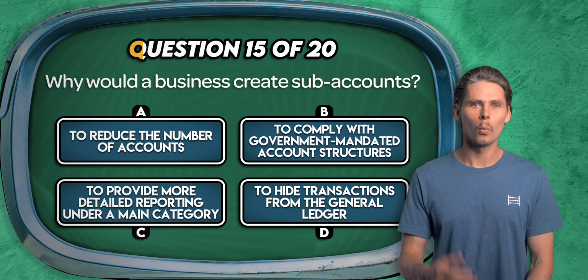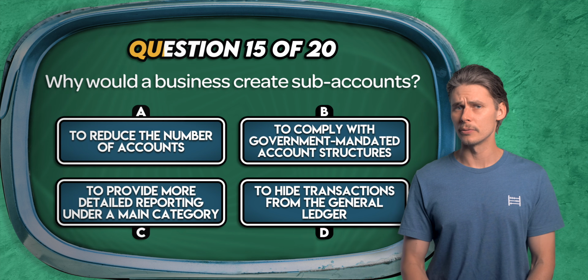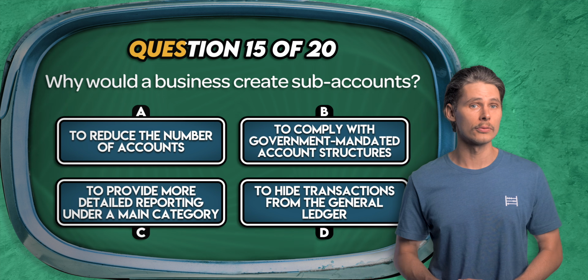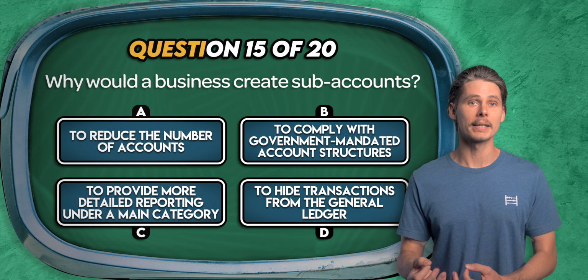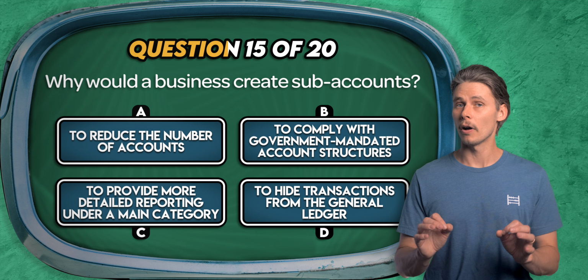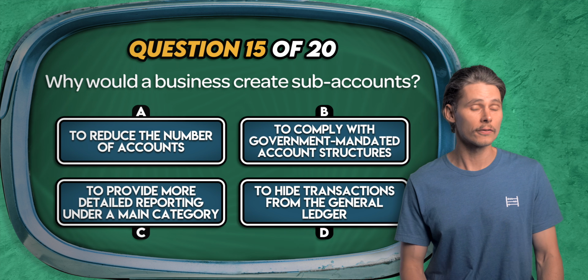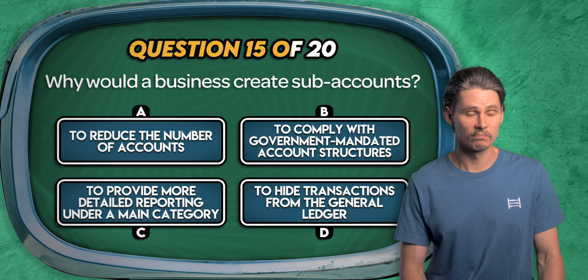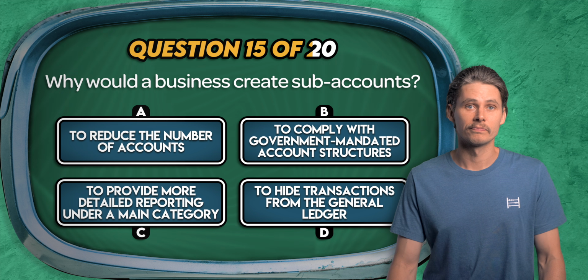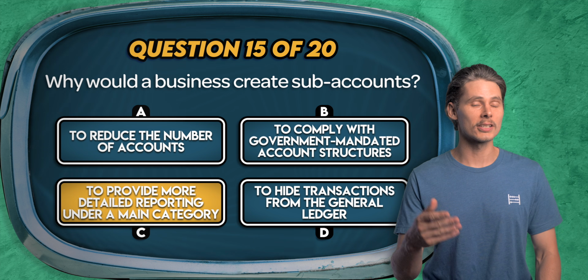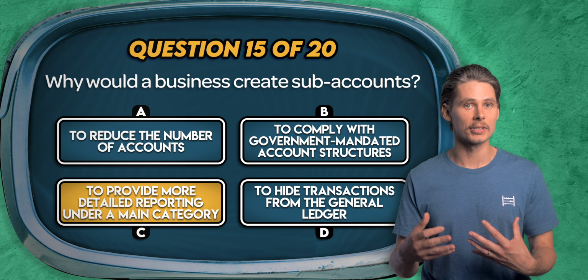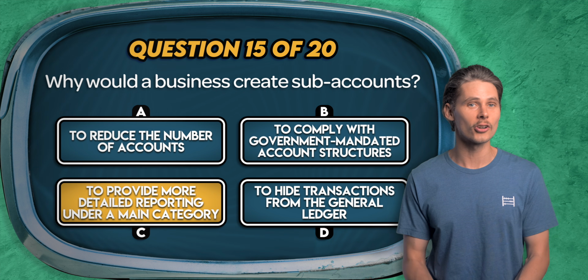Question 15. Why would a business create sub-accounts? Is it to reduce the number of accounts, to comply with government-mandated account structures, to provide more detail under a main category, or to hide transactions from the general ledger? C again. A sub-account is a smaller, more specific account that sits under a parent account in the chart of accounts.